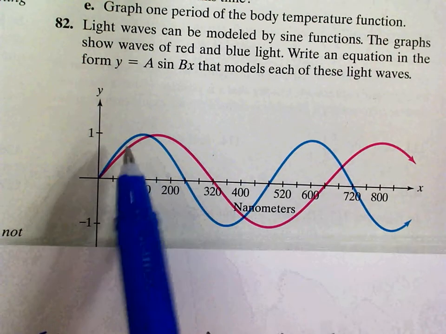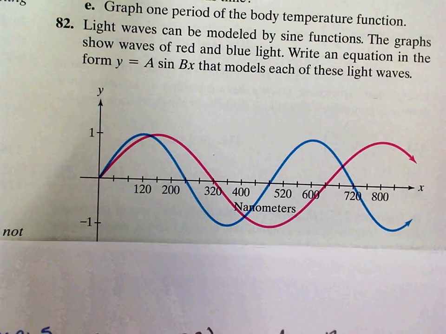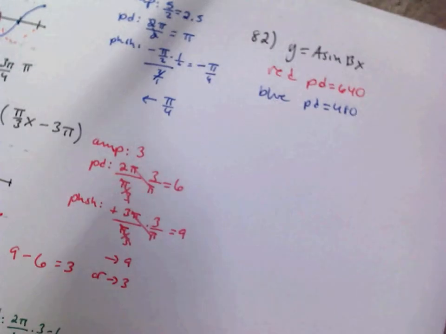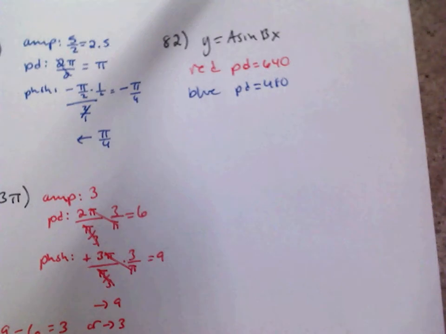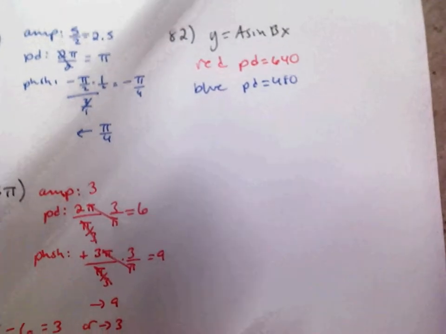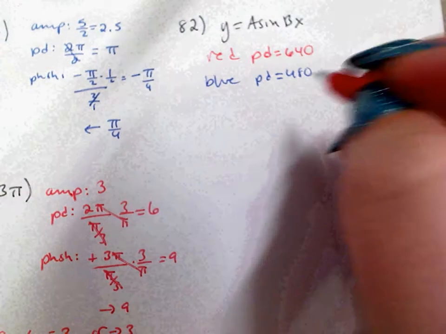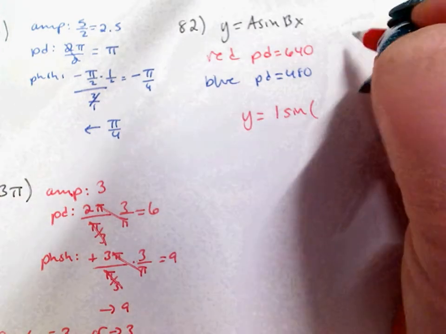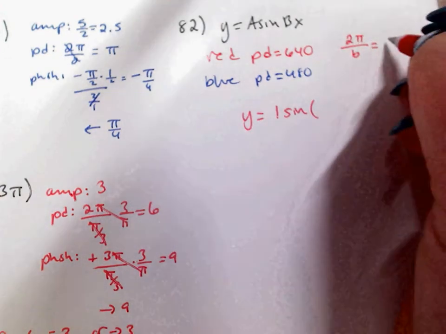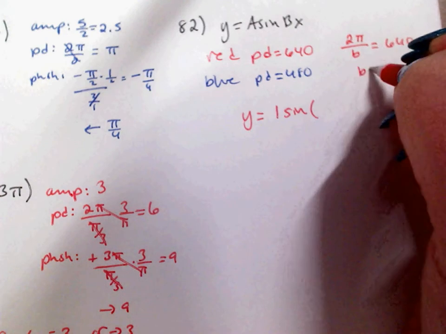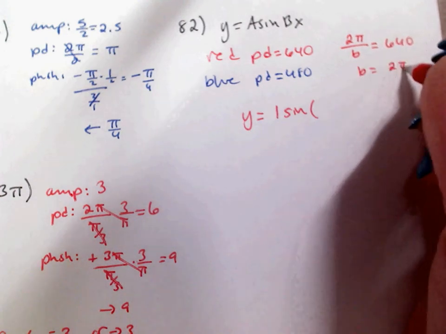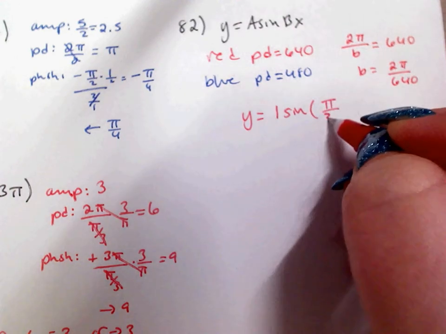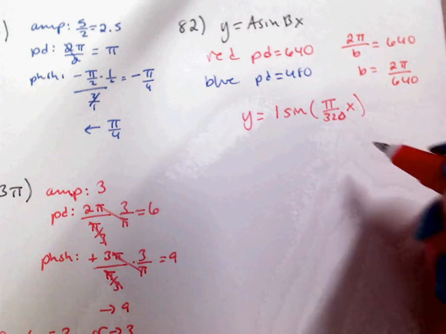Okay, and in each of these cases, it looks like it goes up one and down one, so it looks like the amplitude A would be 1. So all I've got to do is write a function with that information. So for the red, I've got y equals 1 sine of something x, and so 2 pi divided by b equals 640, or b equals 2 pi divided by 640, which simplifies to pi over 320. So I would say pi over 320x. And there we go.